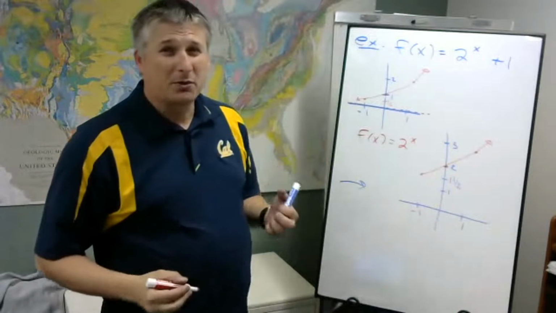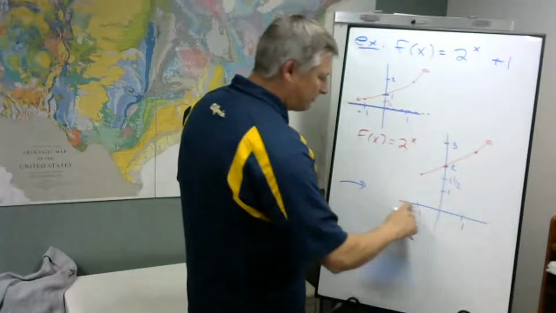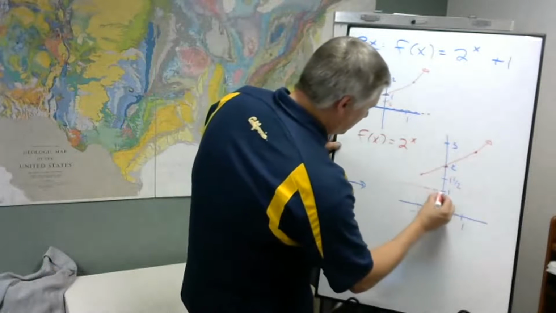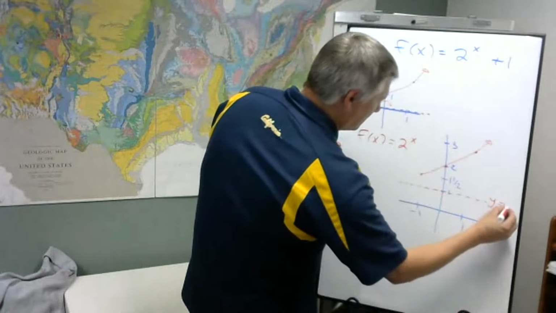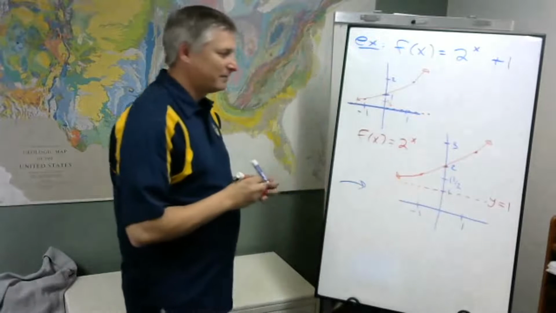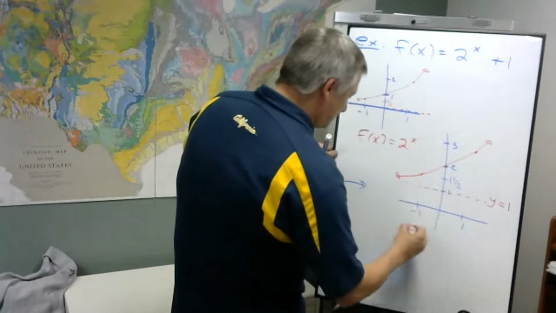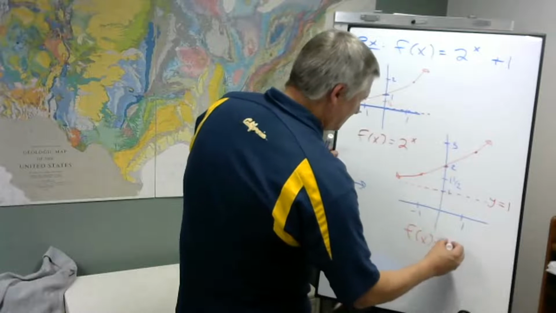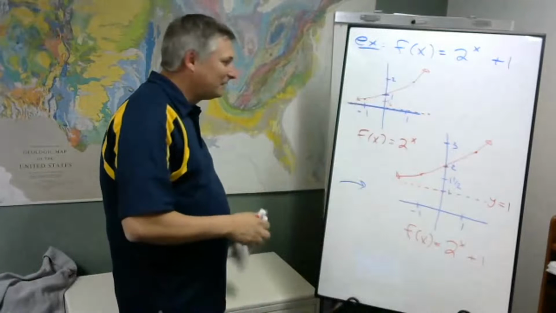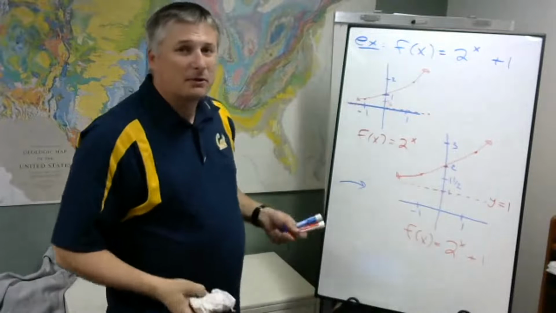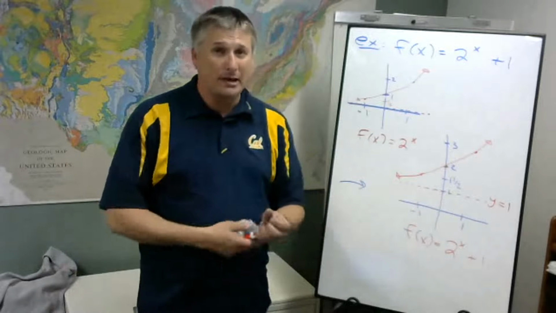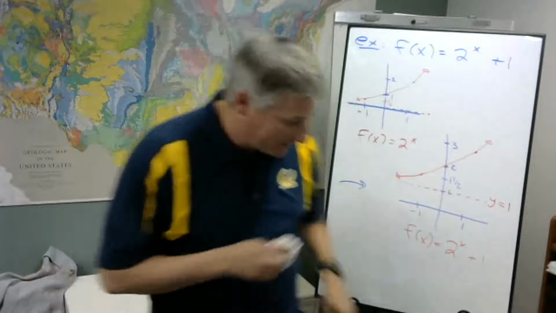Now, we also need to raise the horizontal asymptote. That ran along the x-axis at y equals 0. It'll now run along y equals 1. And so this would be f of x equals 2 to the x plus 1. And there you go. The key thing is that we want to make sure we move the horizontal asymptote as well. All right, let's take a look at another one.